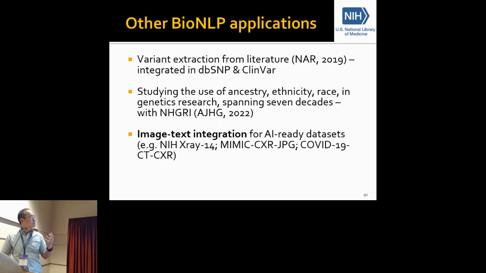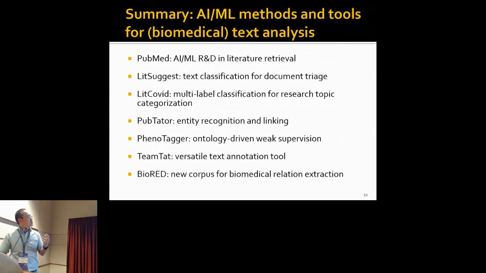So to conclude and summarize, I've shown you some of the tools, mostly coming from my lab, for information retrieval: PubMed, LitSuggest, and LitCovid. I showed you 2 tools for entity recognition. One is PubTator, which focuses on 6 different entity types, and then there's a general tool called PhenoTagger that can be used for ontology term extraction.